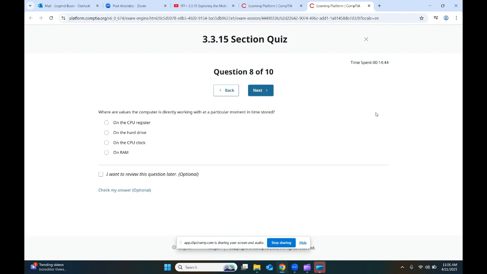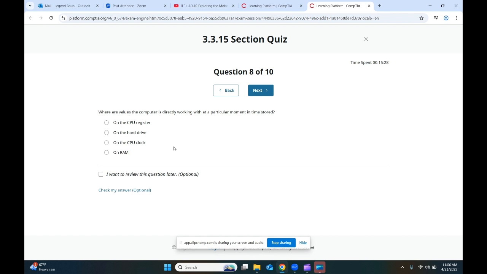Where are the values the computer is directly working with at a particular moment in time stored? Okay. So the CPU clock is not the answer. The CPU clock is just the tempo that the CPU is calculating things on. Because it works so fast, it has to keep the tempo, and if it doesn't, it gets lost.